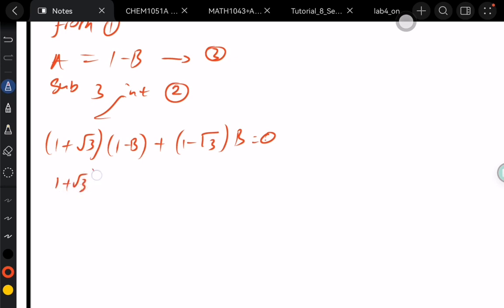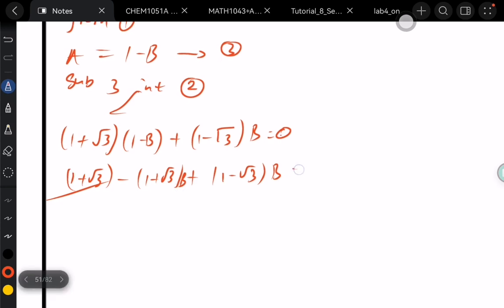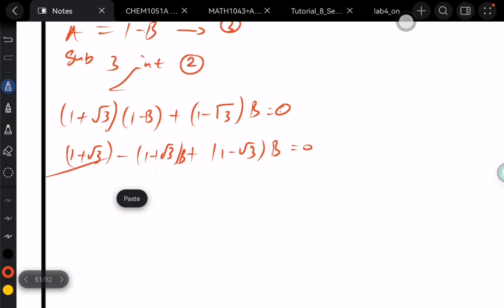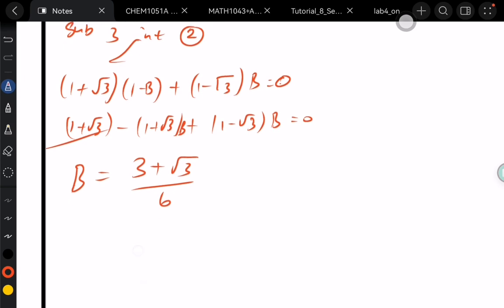Then when you continue solving this, you expand and simplify. When you continue solving, you will get your b as (3 plus the root of 3) over 6, and your a as (3 minus the root of 3) over 6.